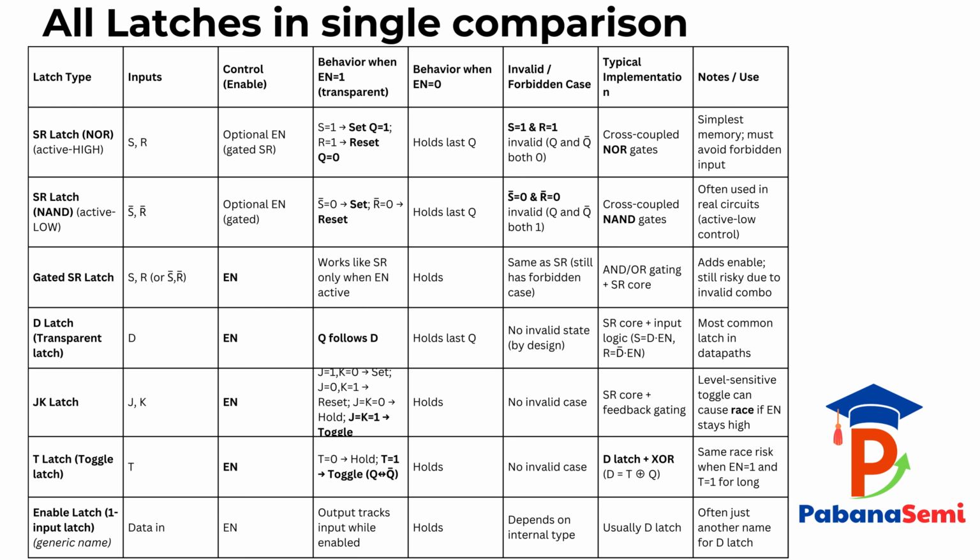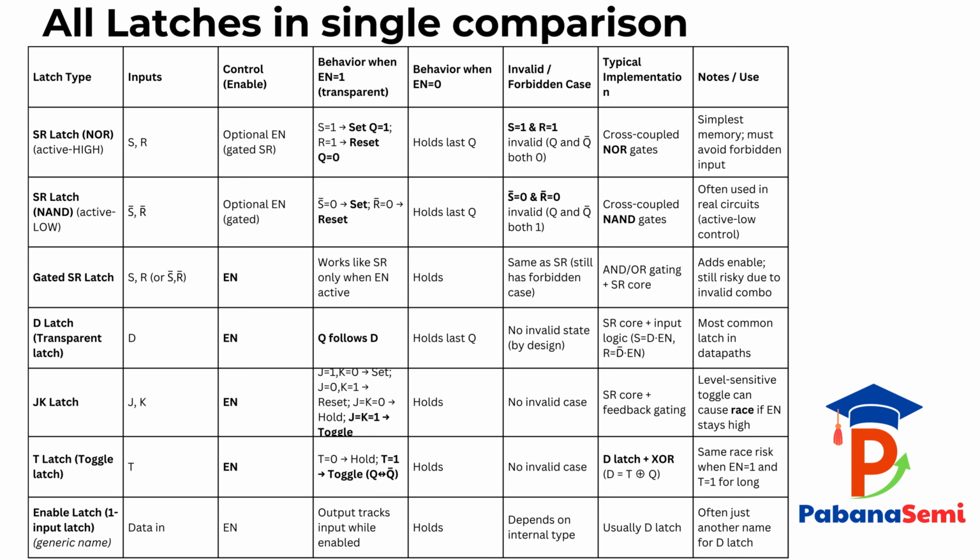Next is the D latch, also called the transparent latch. It has only one data input, D, plus enable. When enable is high, Q follows D. When enable is low, Q holds its last value. There is no invalid case because the internal logic prevents it. This is the most commonly used latch in data paths.